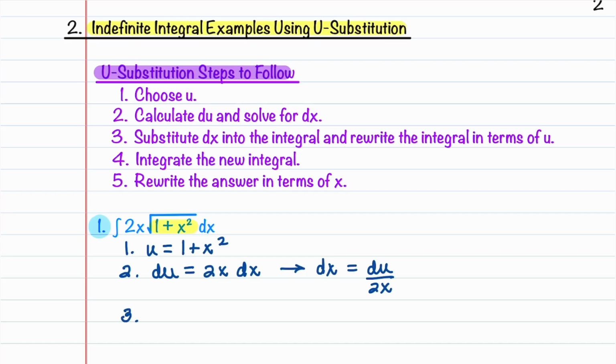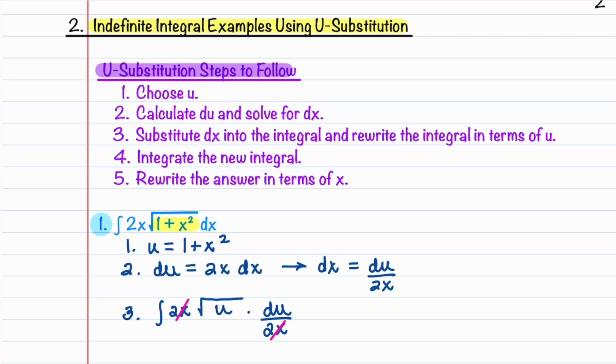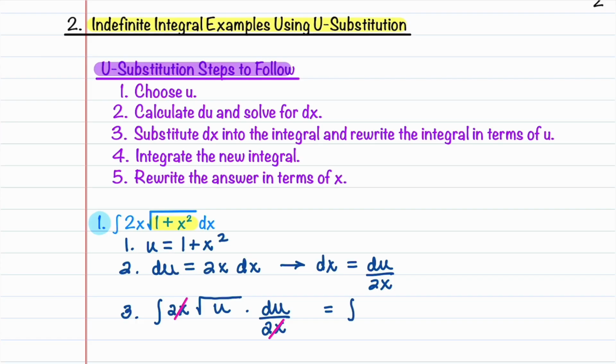The next step is to substitute this back into our integrand and rewrite the integral in terms of u. We have the integral of 2x times the square root of 1 plus x squared, which is now u, times dx, which is now du divided by 2x. Notice that the 2x's cancel, and that's because we made a good choice for u. And this is the integral of u to the 1/2 du. I'm writing it like that because it's going to make it easier to integrate.